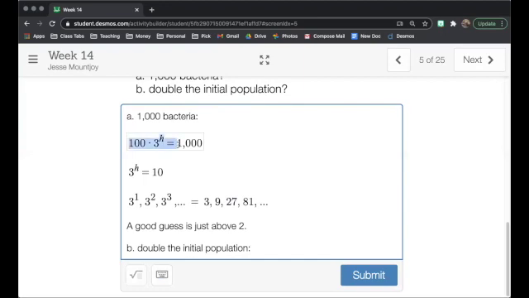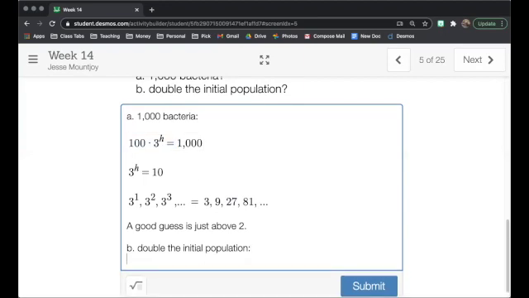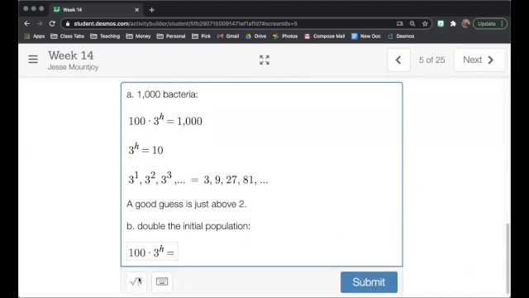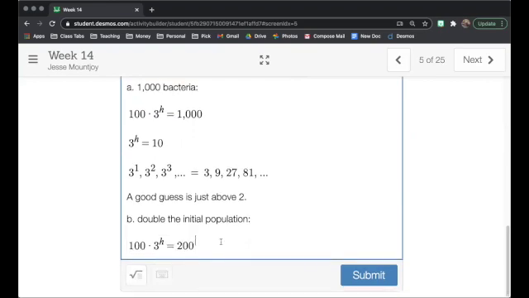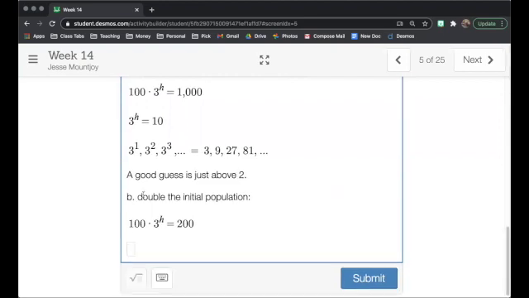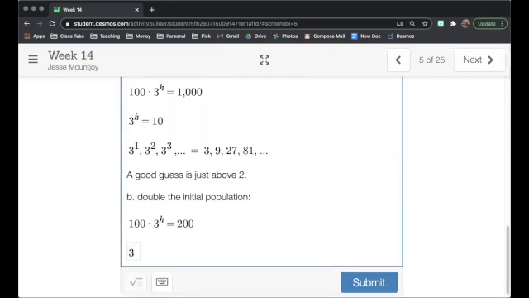So let me take my function again. So the next one says, when will it double? So doubling, we're starting with 100 and we want to get to 200. That would be double the population, right? Our starting population was 100, we doubled it. So again, solving this, our first step is going to be to divide both sides by 100. And so we get 3^h is equal to 2.